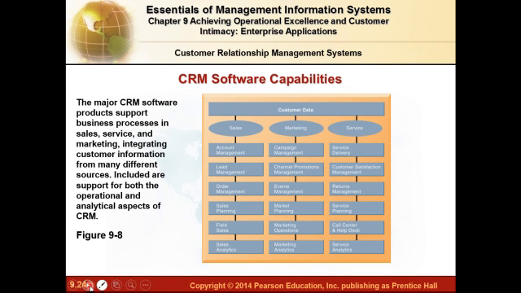Now the CRM software capabilities, as you can see here: the customer data, sales, marketing, service. These are the major CRM software capabilities, integrating customer information from many different sources regarding sales, marketing, and service. They include support for both the operational and analytical aspects of CRM. This one also had been presented by your friend.